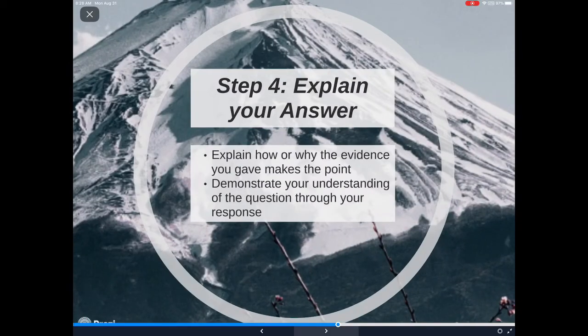So we're going to move on to the E, which is explain your answer. All these steps have been the same so far except the P from RACES. So if you remember RACES, you should know how to do PACES. It's really pretty simple. But we're going to move on to E, explain your answer. You're going to explain how or why the evidence you gave made a point. Demonstrate your understanding of the question through your response.